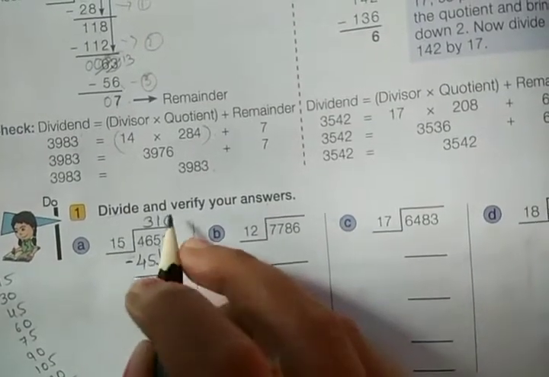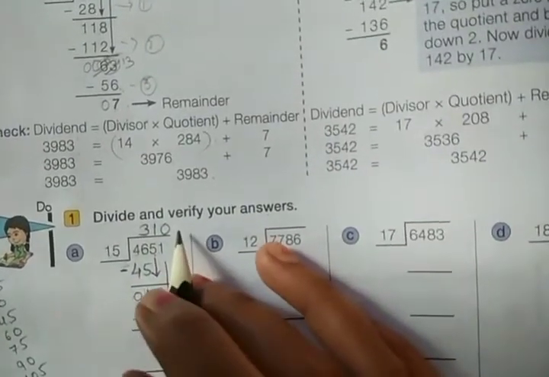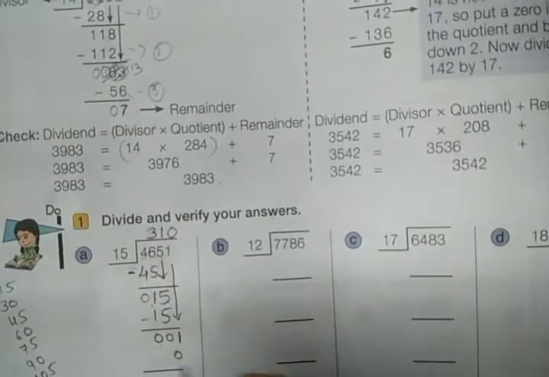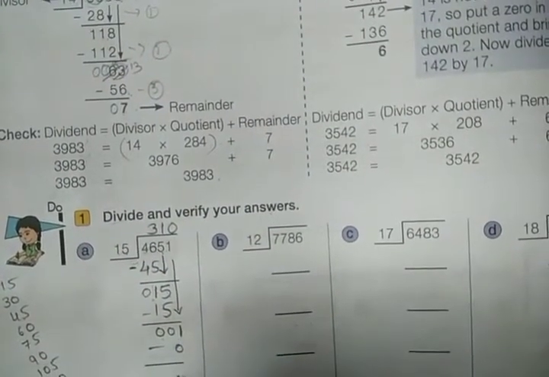Anything multiplied by 0 will be 0 only. So 15 zeros are 0, you take. Subtract the numbers. 1 minus 0 is 1.